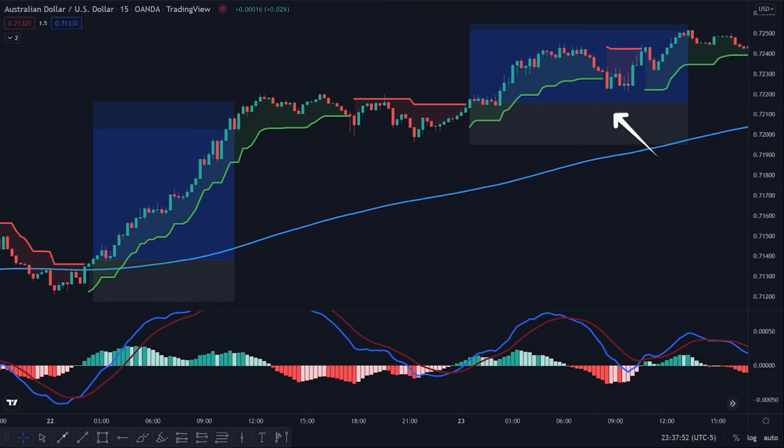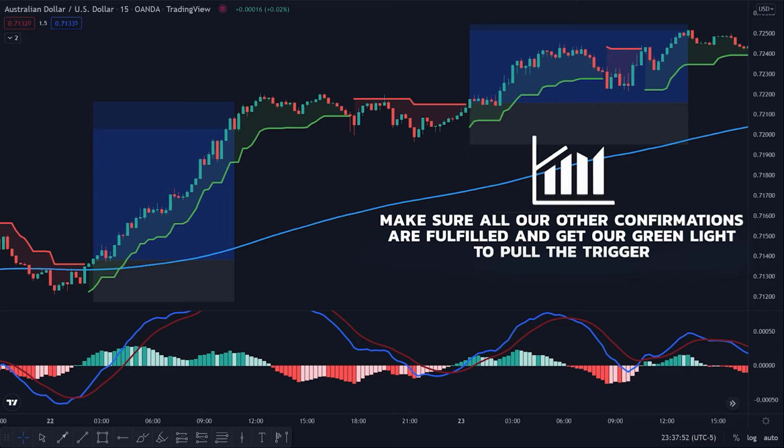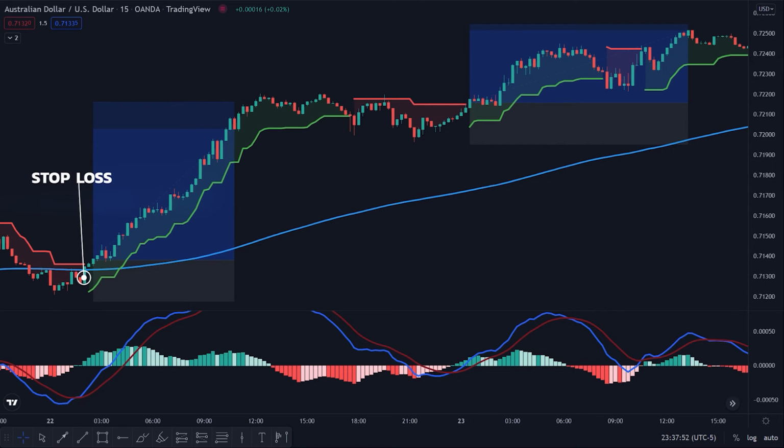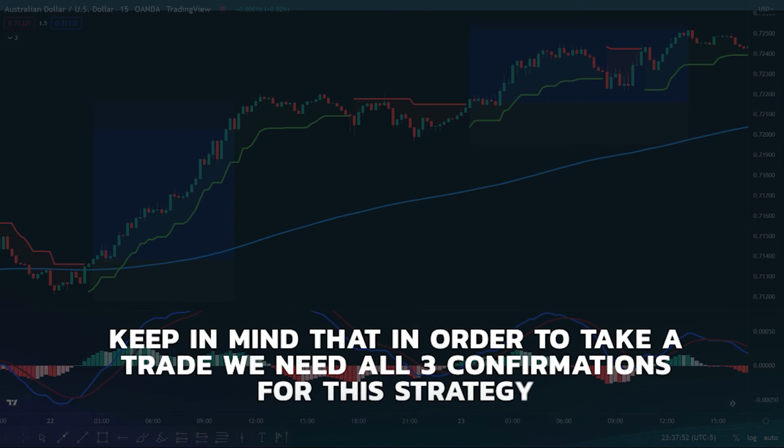We just wait for the candle that broke the EMA to close, make sure all of our other confirmations are fulfilled, and get our green light to pull the trigger. You want to place your stop loss at the edge of the green super trend indicator bullish line, or at the level the price was when the MACD lines crossed in the charts. Keep in mind that in order to take a trade, we need all three confirmations for this strategy.